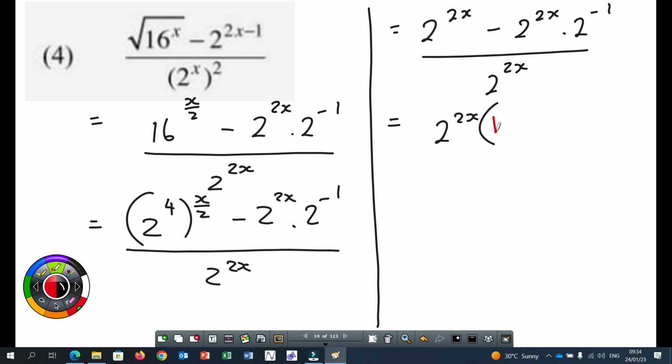Then how do you get the second one? How do you get the second term of the binomial factor? You divide the second term of the numerator of the original expression by the common factor. So if you divide 2 to the power of 2x times 2 to the power of minus 1 by 2 to the power of 2x, you get what? 2 to the power of minus 1. A lot of you just write the answer without understanding what you are doing.